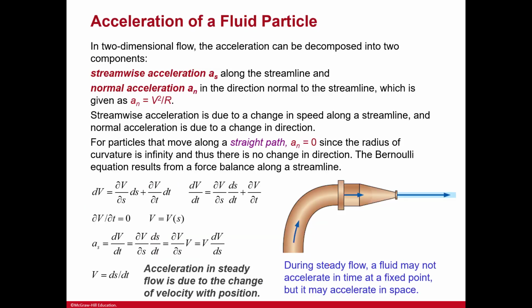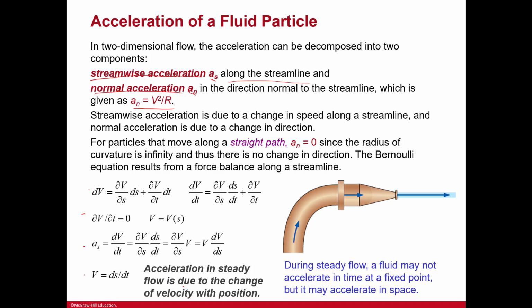So in a two-dimensional flow, the acceleration can be decomposed into two components. You can have a streamwise acceleration, which is a_s, and then a normal acceleration, which is a_n. Here is the direction normal to the streamline, and this streamwise acceleration is along the streamline. Here are the formulas that correspond.